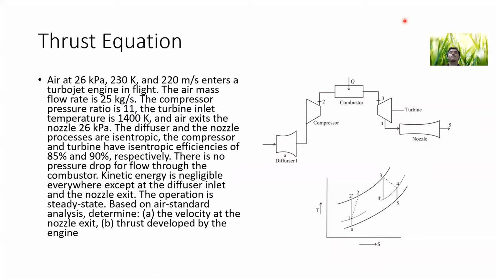So moving on, now we have an exercise. As shown below, we have some values. The compressor pressure ratio is 11, it's going to be very important. The diffuser and the nozzle are isentropic, and the compressor and the turbine have an isentropic efficiency of 85 and 90. The kinetic energy everywhere is negligible. So we have to determine the velocity of the nozzle exit, or VE, and the thrust developed by the engine.